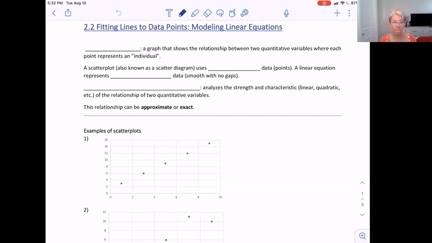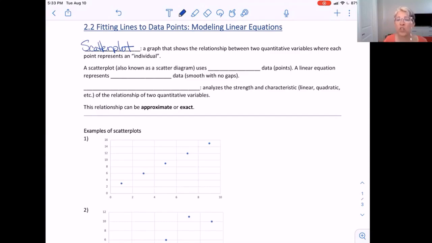Oftentimes they just have months' worth or years' worth of data that they graph in what's called a scatter plot. Now, a scatter plot is a graph that shows the relationship between two quantitative variables. Remember, quantitative just means it's numerical, and you could take an average and it would actually mean something, right? So between two quantitative variables, where each point represents an individual or just one piece of information, February's temperature, March's temperature, every dot, that's a scatter plot.